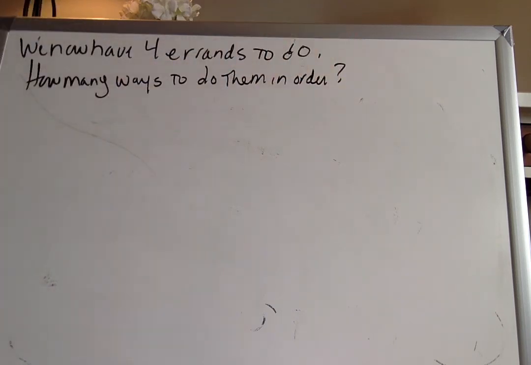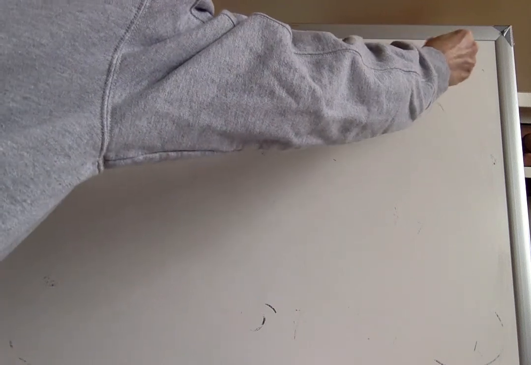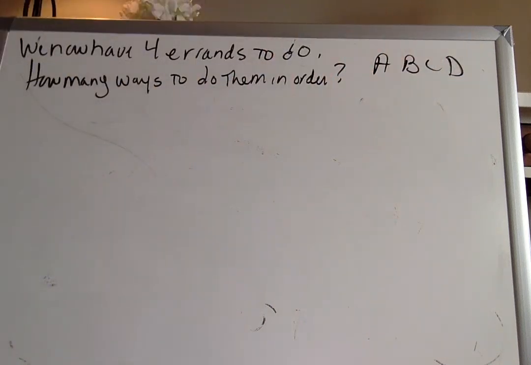So first, to get the most out of this, if you would not look at the notes right now, you may have already done so, but if you haven't, don't look. Pause the video and try to do this. So let's say we have 4 errands to do. You could call the errands A, B, C, D, just to keep it easy, right? How many ways to do them in order? Meaning, am I going to go to Target, Walmart, CVS, Martin's, or am I going to go to Martin's, Target, CVS, Walmart?